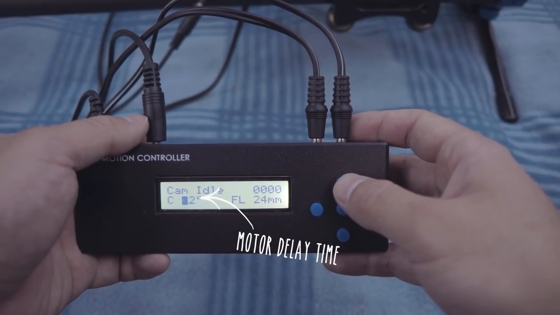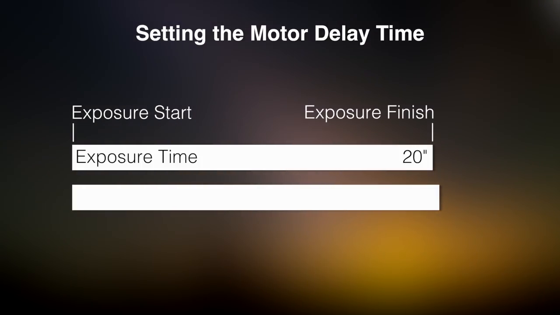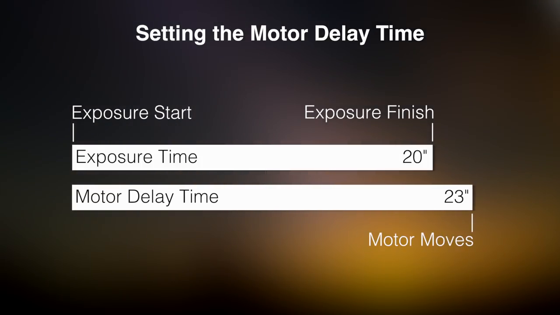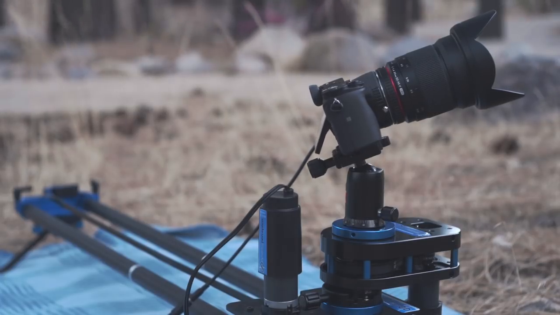The motor delay time is the amount of time from the start of the exposure that the MX3 waits before moving the motors. Since we're using a long exposure, we need to make sure that the motor delay time is long enough to allow for the exposure to finish before the motor moves. So for example, if I'm using a 20-second exposure, a motor delay of 23 seconds will allow the exposure to finish just a few seconds before the motor moves.